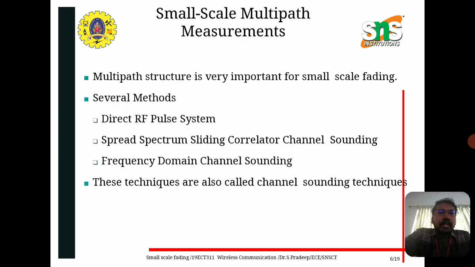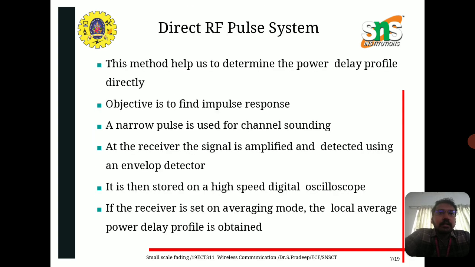Multipath structure is very important for small scale fading. Several methods are used for measuring the small scale multipath. The first measurement is the direct RF pulse system. Second one is spread spectrum sliding correlator channel sounding. And the last one is frequency domain channel sounding. These techniques are also called channel sounding techniques.